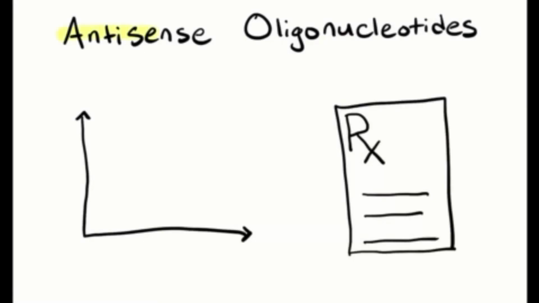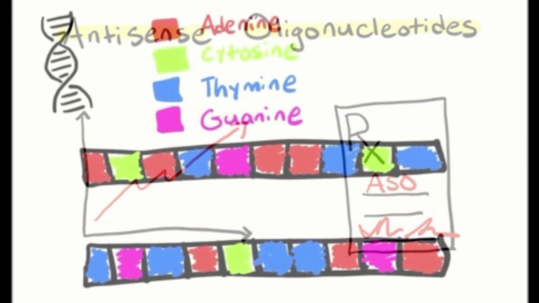There's a new form of medicine called antisense oligonucleotides that are being used to treat neurological diseases. You will also hear these called ASOs. Let's take a look at how they work.